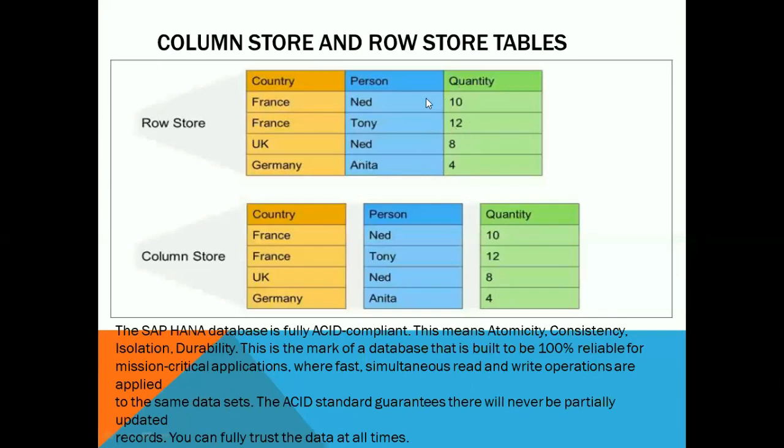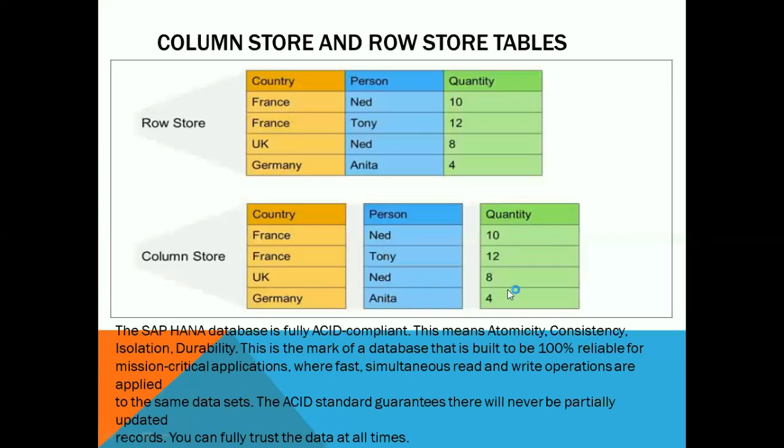Why can't I do the segregation? Why can't I bring this person Ned into one column? Why can't I bring this country into one column, so that I can use some more data? I can have some more database which I can use for other purposes. But that cannot happen in the row base. So what SAP has done, instead of doing like this, SAP has split this row base into column base like this. So in the first column, you can see the country. In the second column, you can see the persons. In the third column, you can see the quantity over here.